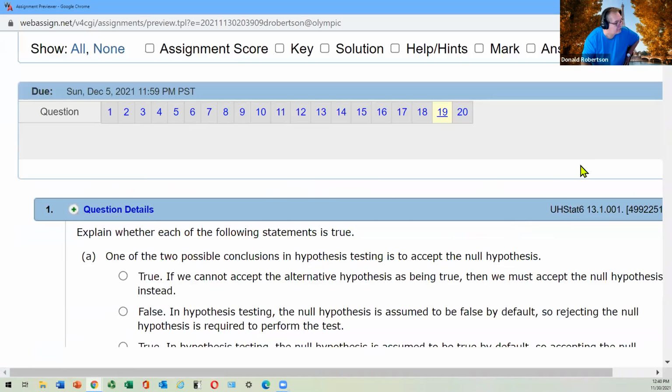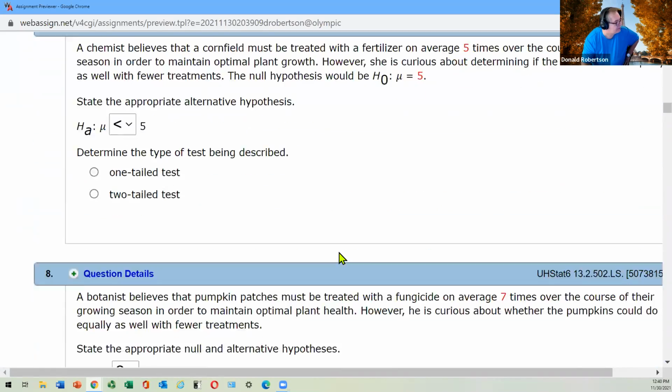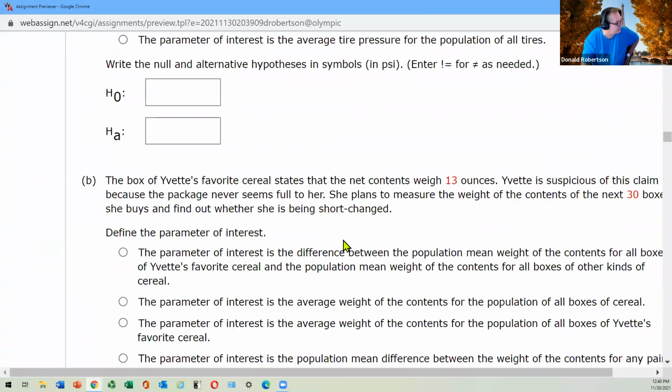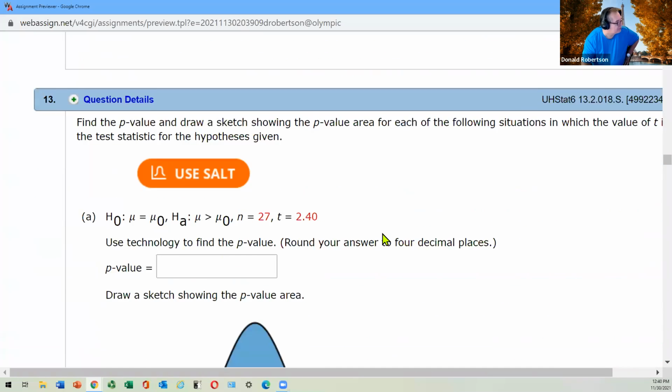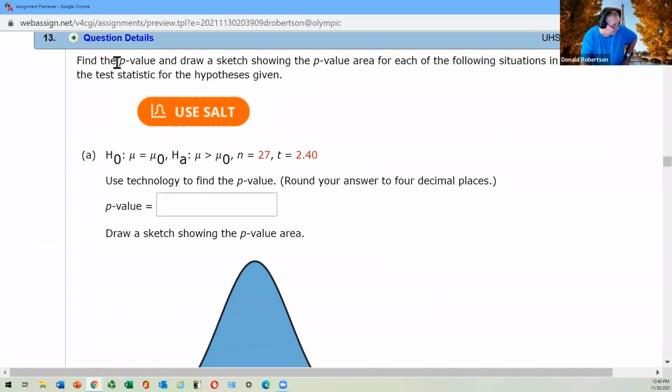And let's look at finding p-values and t-scores and all that good stuff using SALT. Okay. So in this question, we're being asked to find the p-value. And when it says draw the sketch, can't you just look at your picture that you get in SALT and pick the one that looks like it, right? So in this case, this information here is going to be used to calculate the p-value.